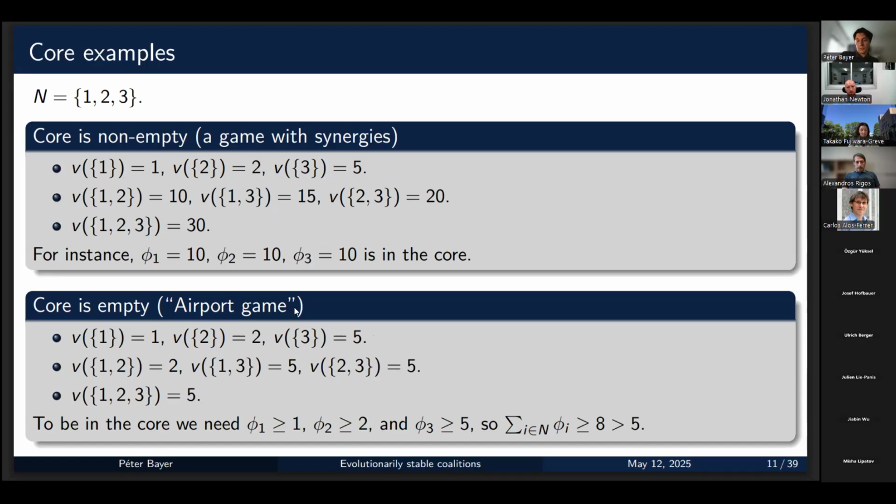This is called an airport game. And I think it's named after the fact that how long you have to build a runway depends on the largest aircraft that you put on the runway. The story doesn't matter too much. This clearly has an empty core because for us to be in the core, we need to satisfy each individual. So we need to give player 1, 1, player 2, 2, and player 3, 5. That sums up to at least 8, which is larger than the value of the grand coalition. So the core is actually frequently empty.